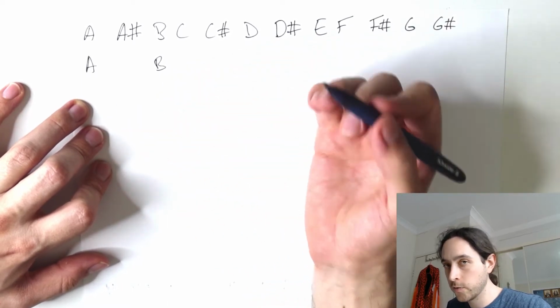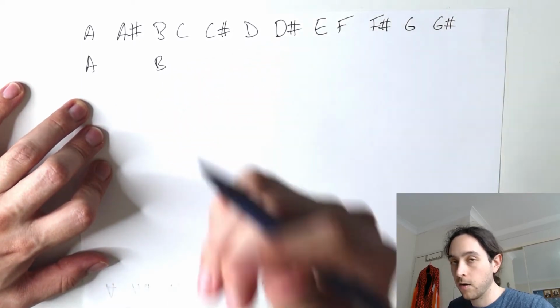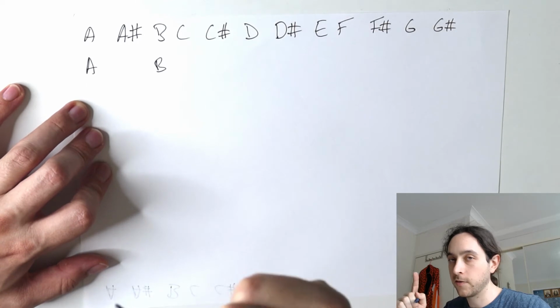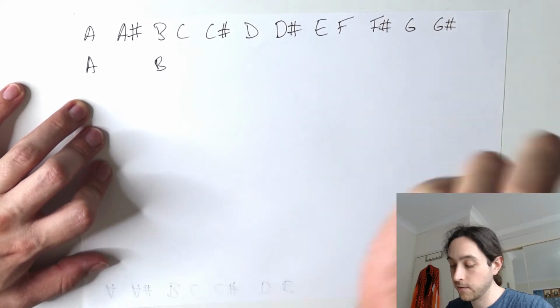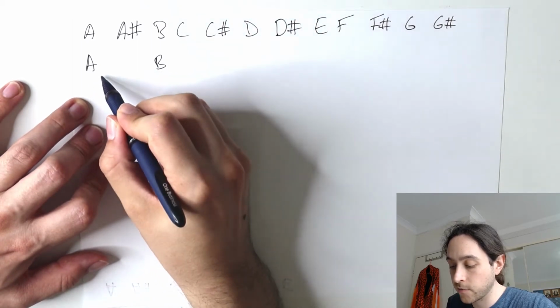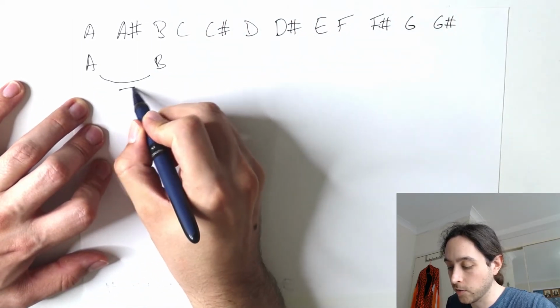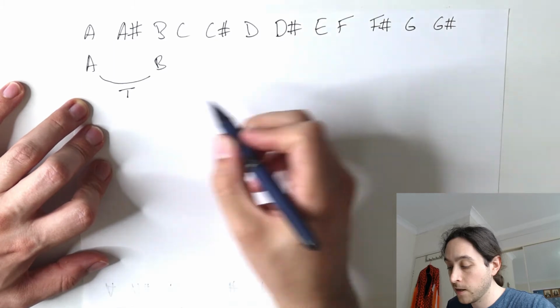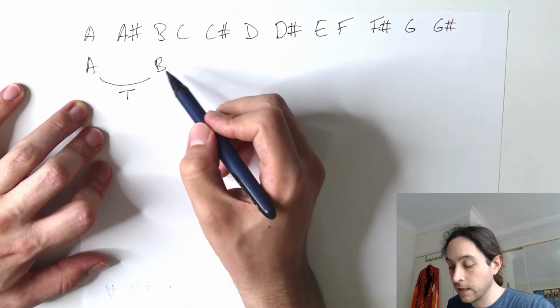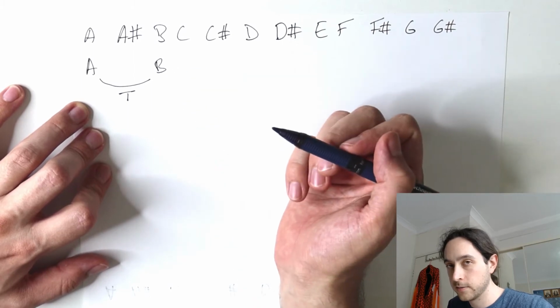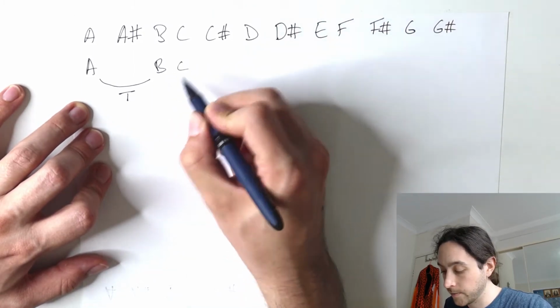So we need to go 2 frets, okay? A semitone is how many frets? 1 fret, good. A tone is how many frets? 2 frets, fantastic. So we know the distance from A to B is a tone, okay? Distance from B to C, how far is that? Do you think that that's 1 fret away or 2 frets away? If you said 1 fret, fantastic.